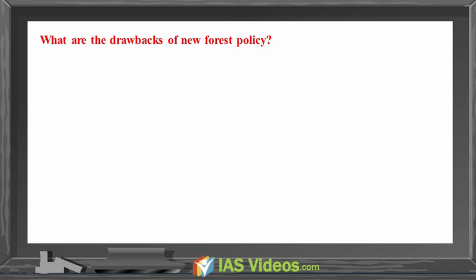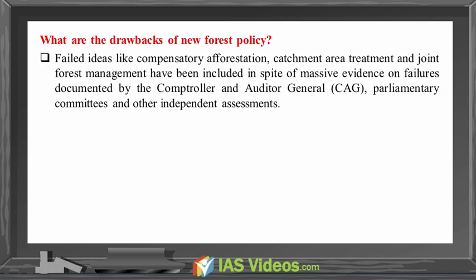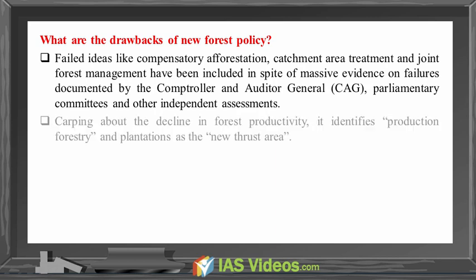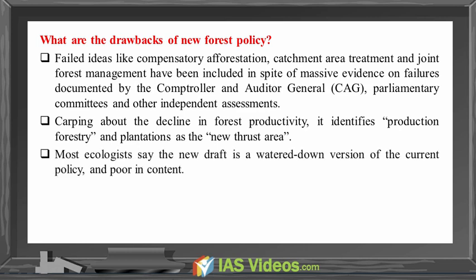What are the drawbacks of the new forest policy? Failed ideas like compensatory afforestation, catchment area treatment and joint forest management have been included in spite of massive evidence of failures documented by the Comptroller and Auditor General, parliamentary committees and other independent assessments. Carping about the decline in forest productivity, it identifies production forestry and plantations as the new thrust area. Most ecologists say the new draft is a watered-down version of the current policy and poor in content.